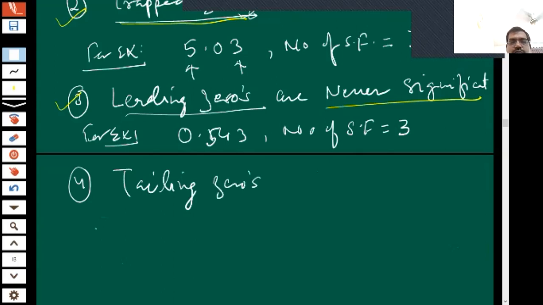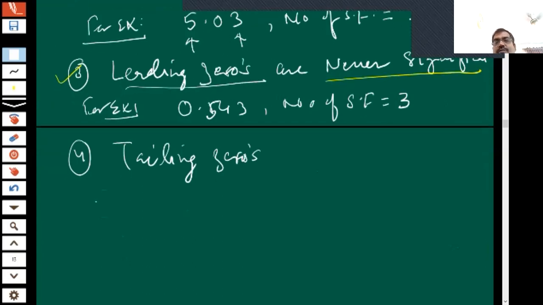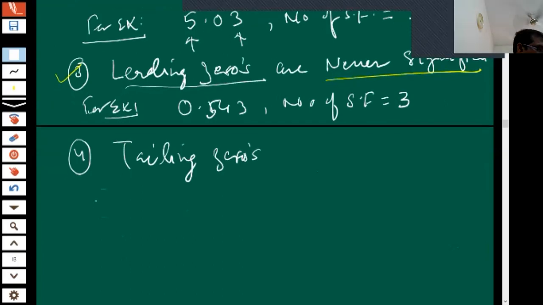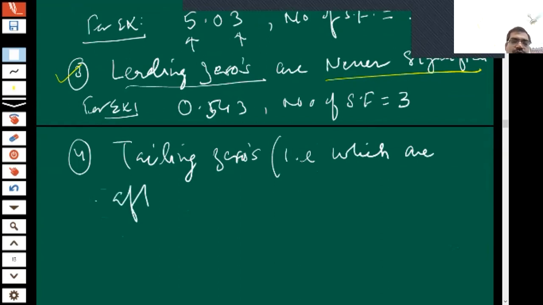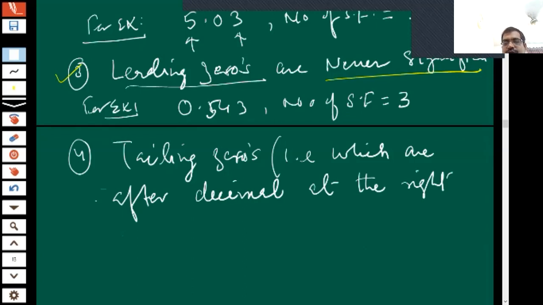Trailing zeros. Trailing zeros means the zeros which come at the end. Okay, so trailing zeros, that is, which are after the decimal, okay, at the right hand side.